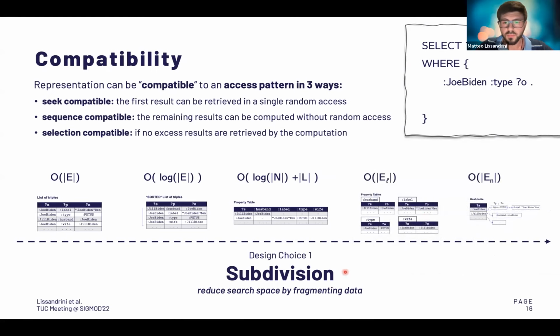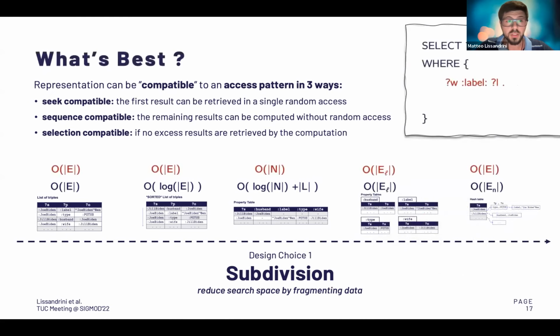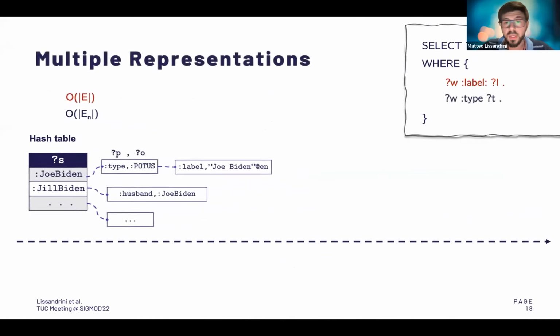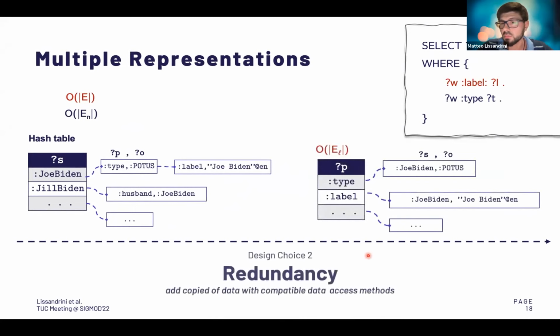Of course, if we change the access pattern or the query, the same data representation could provide us not the same type of compatibility. So in this case, what we can do is have one storage representation to answer one type of access pattern and a different storage representation to answer a different access pattern efficiently. So we have the second design decision, which is across the redundancy dimension. We are going to add copies of the data in a different organization in order to satisfy a different set of access patterns.